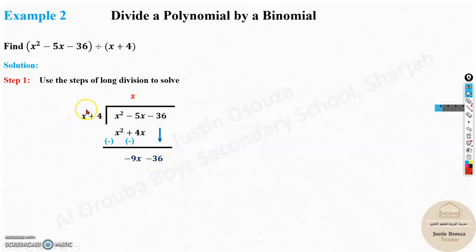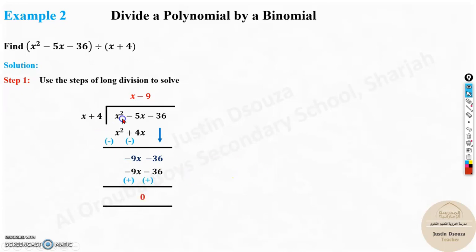How much times do you have to multiply x to get negative 9x? One way to do it is just divide this by the first term over here. The answer is minus 9. Okay, so you get minus 9 over here, and then you need to multiply the entire term. X times minus 9 will be minus 9x, and 4 times minus 9 will be minus 36. So this is how we get the answer. Change the sign, it's 0.